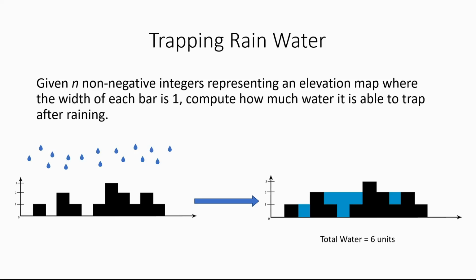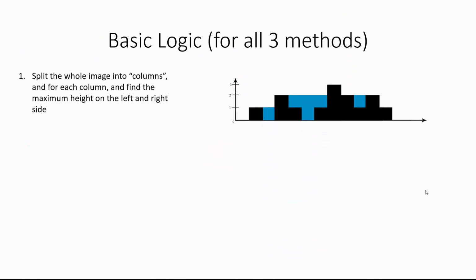As an example, after raining on top of this elevation map on the left, the output would become this map on the right because the water, blue, will be trapped in between each of the black bars and the excess water will fall off to the side. In this video, I'll be covering three methods of computing this sum, which are brute force, dynamic programming, and dynamic programming with space optimization. For each of these three methods, there is some basic logic that I'll be using.